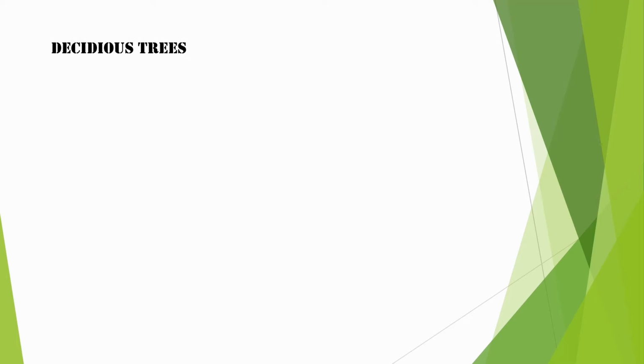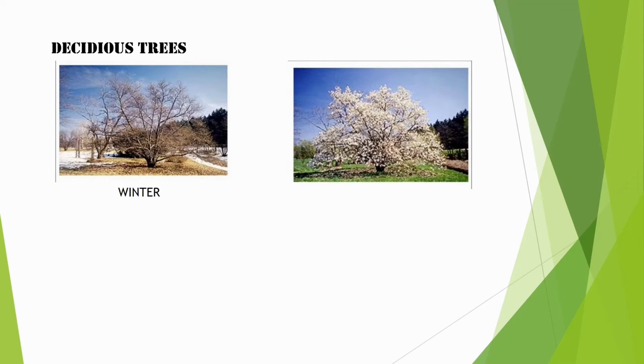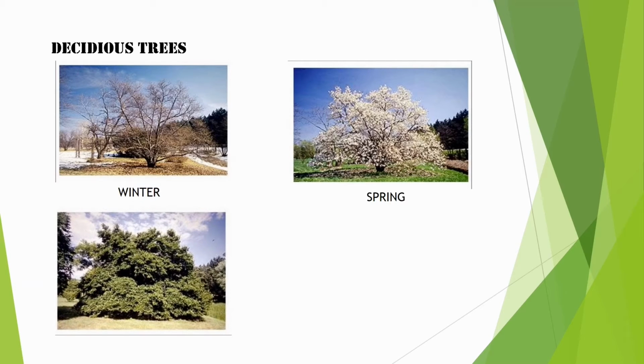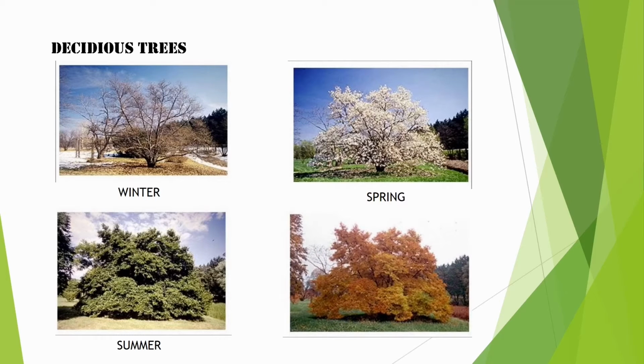But now, what happened with deciduous trees? This is how the tree looks in winter. This is how the tree looks in spring. This is the same tree in summer. And this is the tree in autumn. Can you notice any difference? Yes, we can see differences during the year because these trees lose their leaves in autumn and winter. They are deciduous trees.